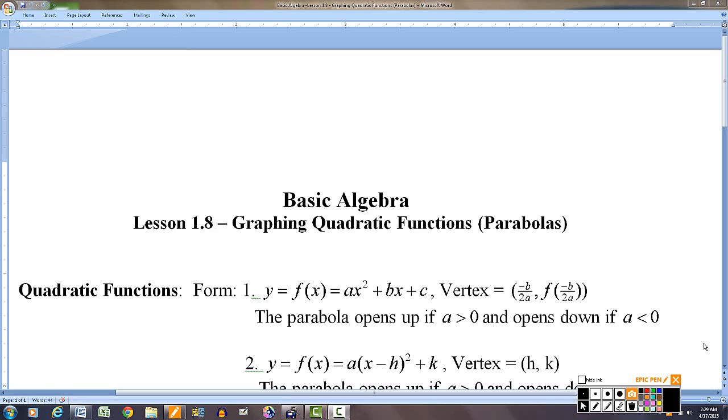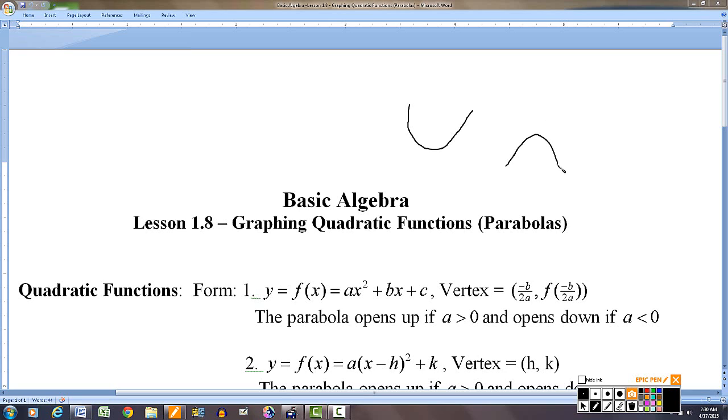In this video, I'll be looking at the graph of quadratic functions. That is, graphing quadratic functions. Typically, the graphs are called parabolas. And the graphs have a U shape. The graph either opens up like so, or they open down, something like this.